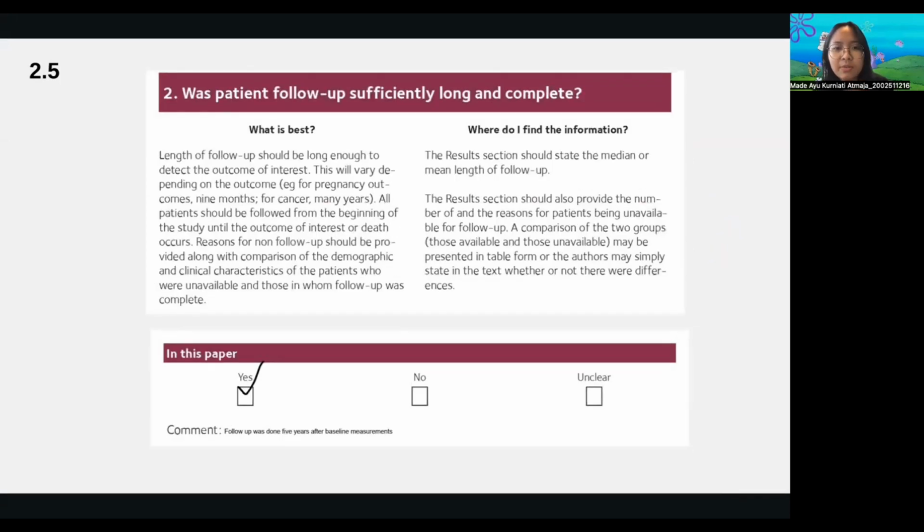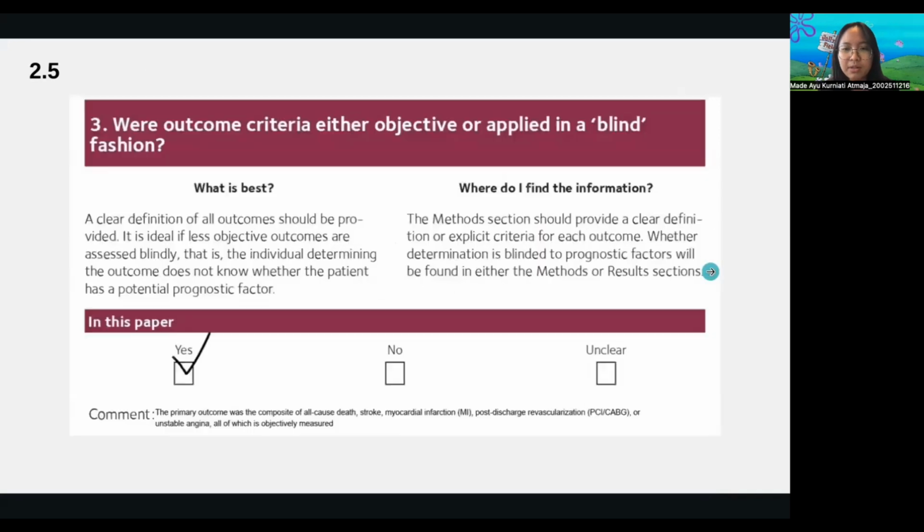Second, was patient follow-up sufficiently long and complete? In this paper, yes, follow-up was done years after baseline measurement. Third one, were outcome criteria either objective or applied in a blind fashion? In this paper, yes, the primary outcomes include myocardial infarction, discharge, revascularization, or unstable angina, all of which are objectively measurable.